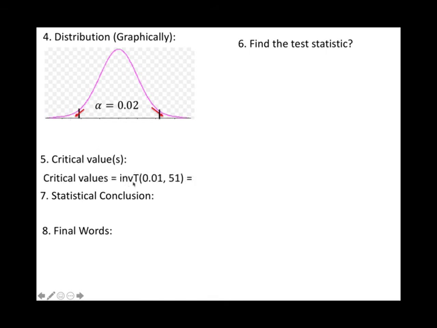So inverse t, 0.01, the degree of freedom. You should get negative 2.403. But you know you have two tails in here, so you do have two critical values. That's a plus minus. So let me write it down here.